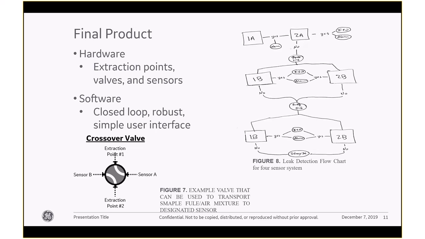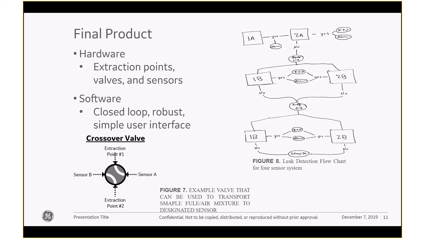These sensors are labeled on the right side here as 1A, 2A, 1B, 2B, etc. When these sensors detect the unburned hydrocarbons, they will then initiate the valves through a series of switches. Pictured on the bottom left is one of these valves, and this will hopefully, if everything goes properly, identify exactly where the leak is coming from.